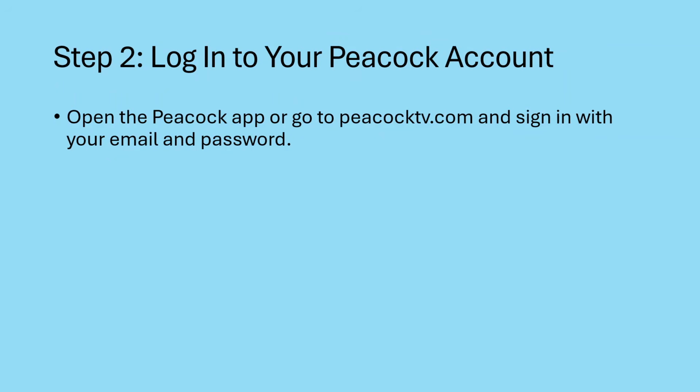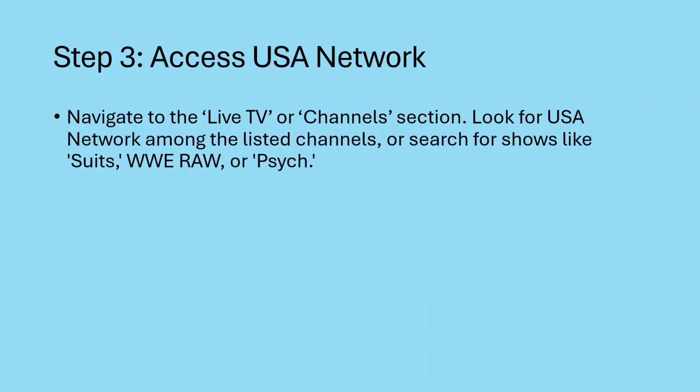Step 2. Log into your Peacock account. Open the Peacock app or go to peacocktv.com and sign in with your email and password. Step 3. Find USA Network. Navigate to the Live TV or channel section, look for USA Network among the listed channels or search for shows like Suits, WWE Raw or Psych.